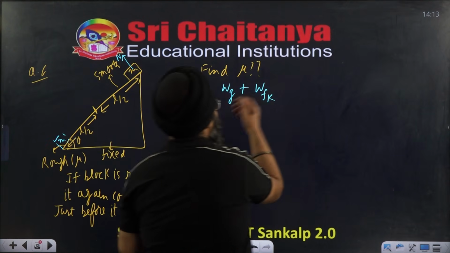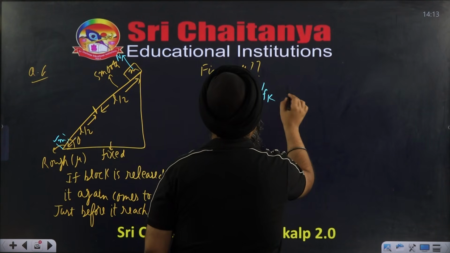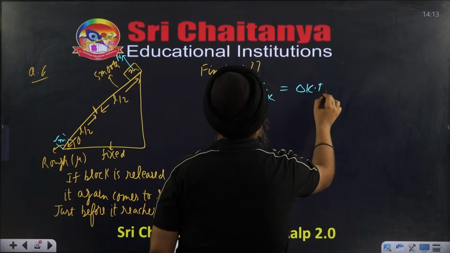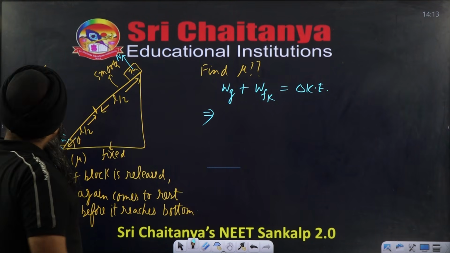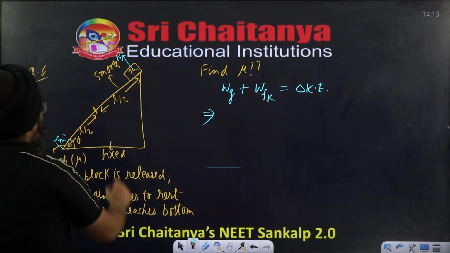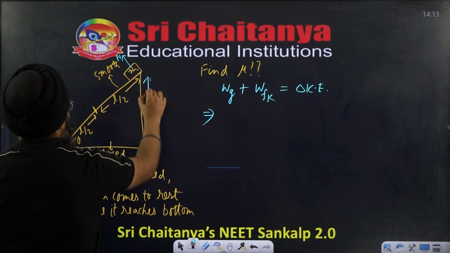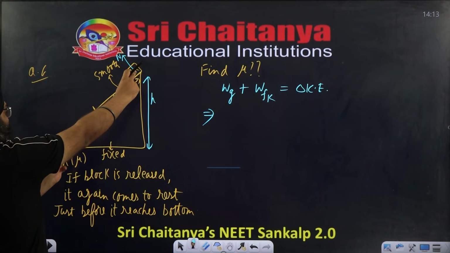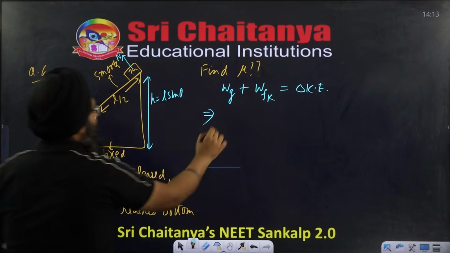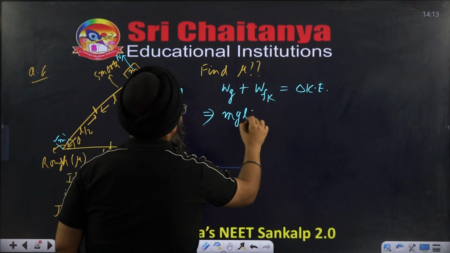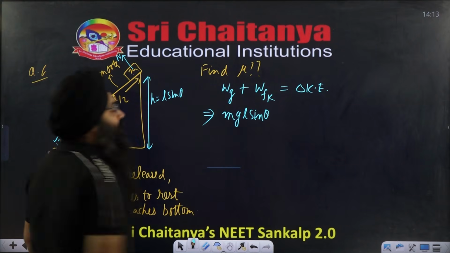So work done by gravity plus work done by kinetic friction will be equal to the change in kinetic energy of the system. Now what is the work done by gravity? You already know that the work by gravity only depends on the vertical height. The total distance is L, so the vertical height will be L sin theta. So the work done by gravity will be mg into L sin theta.